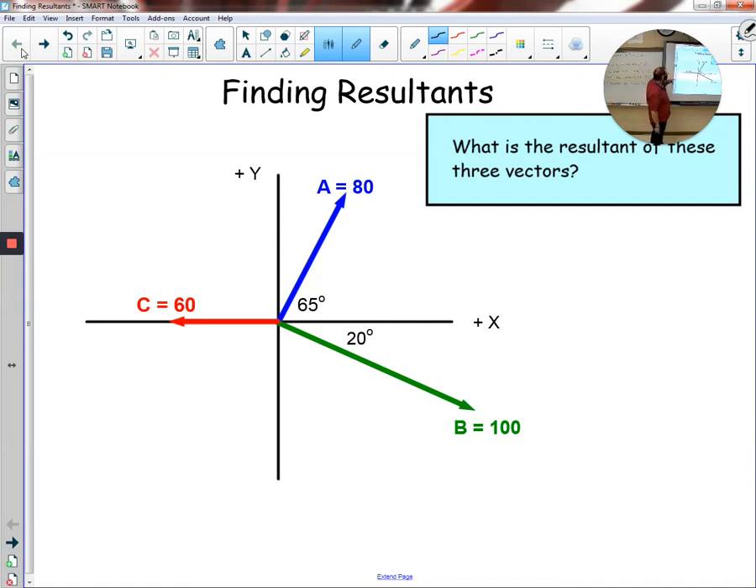What is my x on this one? Negative 60. What's my y? 0. There you go. Well, what about these dudes right here?